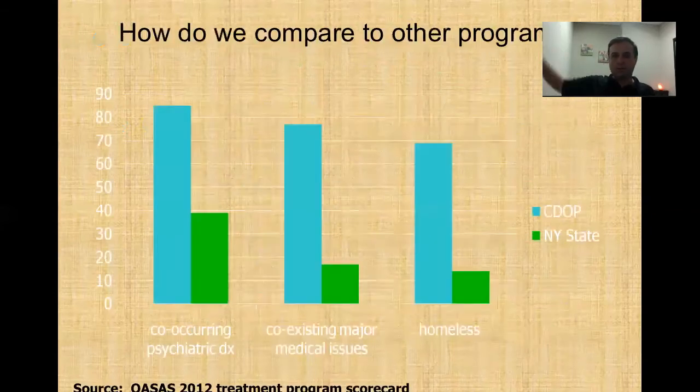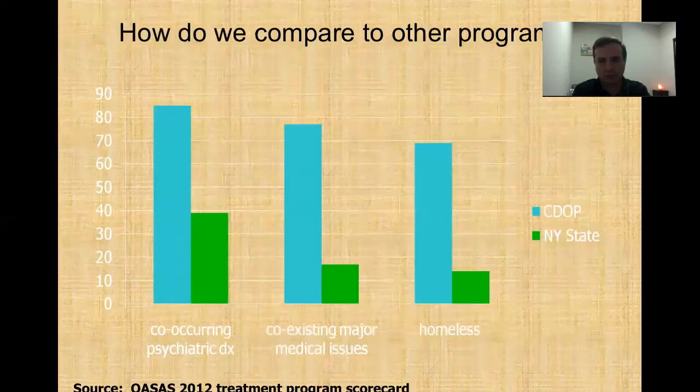So this is sort of where I think it'll bring it home to you on why we needed to adapt the model. Co-occurring psychiatric disorders for clinics like ours in the state is the green bar. Co-occurring psychiatric disorders in most chemical dependency outpatient departments hovers just under 40%. Our co-occurring rate was almost 85%. Coexisting major medical issues, you can see that as well. The state average was below 20%. Ours was up near 80%.